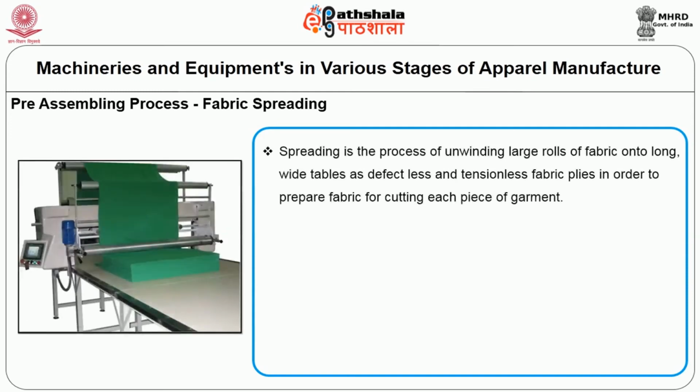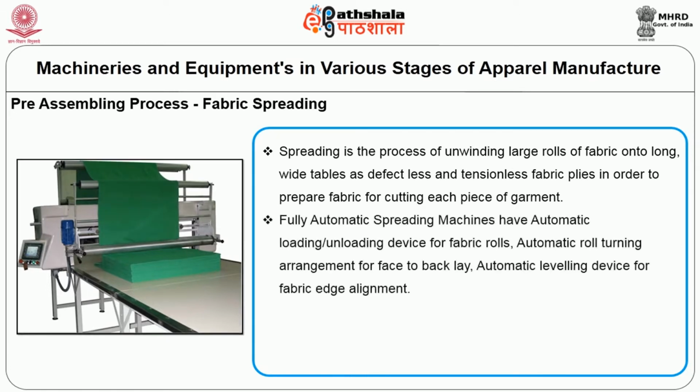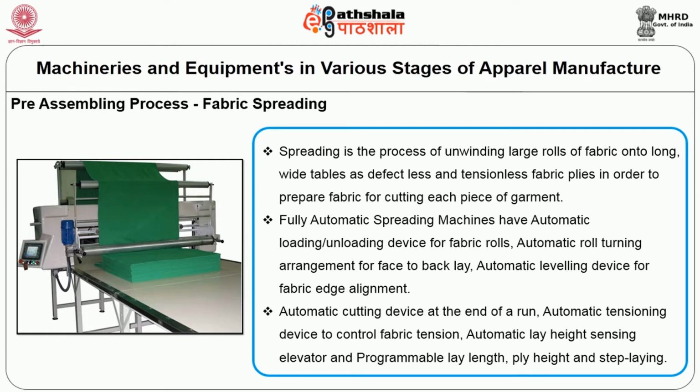Spreading is a process of unwinding large rolls of fabric onto long wide tables as defectless and tensionless fabric plies in order to prepare the fabric for cutting each piece of a garment. Fully automatic spreading machines have an automatic loading or unloading device for fabric rolls, automatic roll turning arrangement for face to back lay, automatic leveling device for fabric edge alignment, automatic cutting device at the end of a run, automatic tensioning device to control the fabric tension, automatic lay height sensing elevator, and programmable lay length, ply height and step lay. So all these are available in an automatic spreading machine. That figure shows an example of a spreading machine.